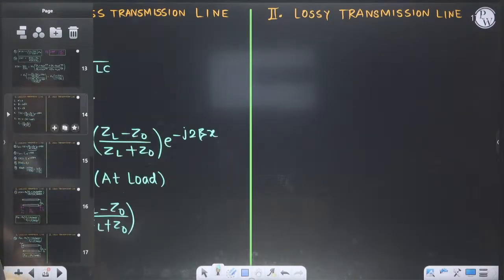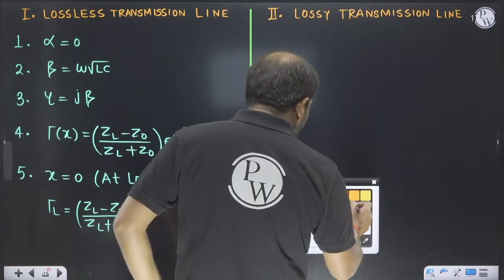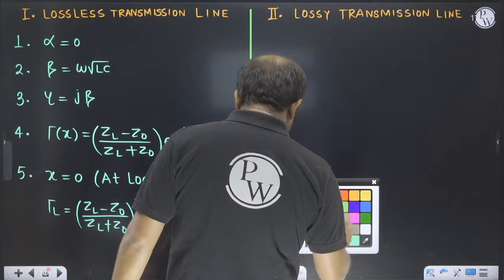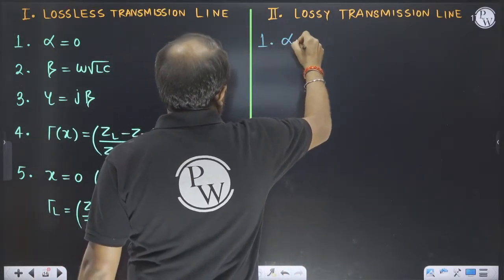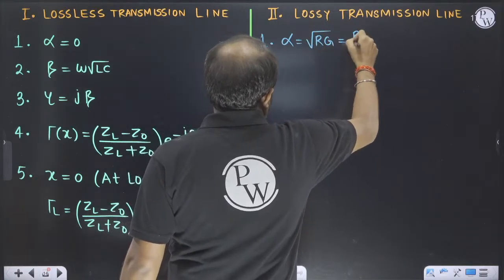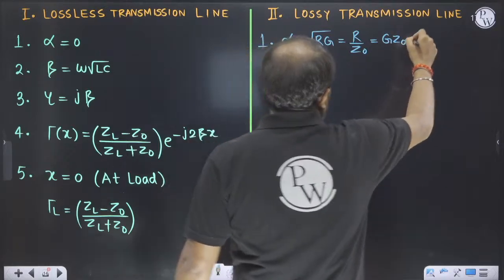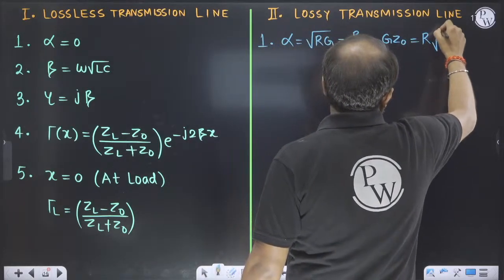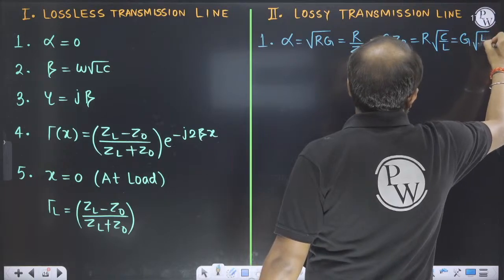Then we have lossy transmission line. What we have? First thing is alpha. Alpha is equal to under root RG. R by Z0, G into Z0, and R into under root C by L, and G into under root L by C.